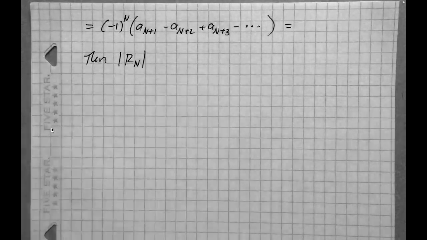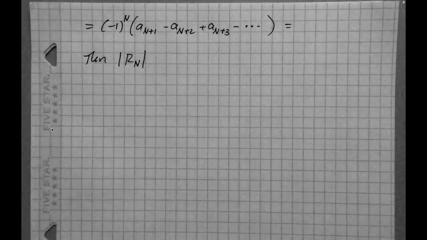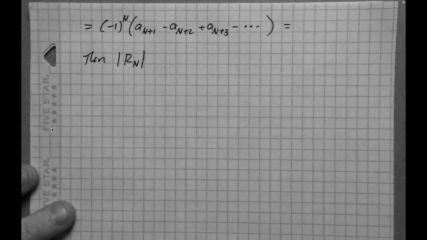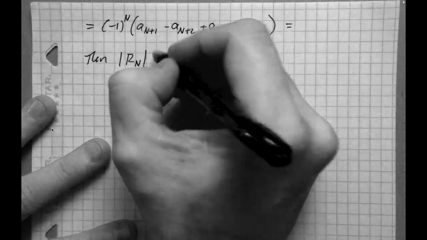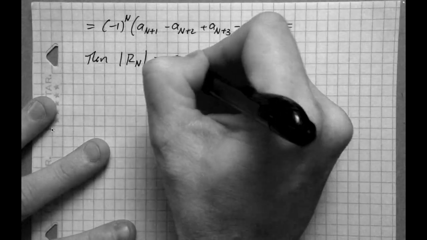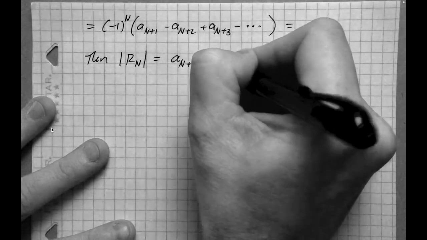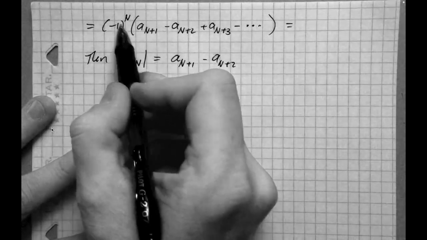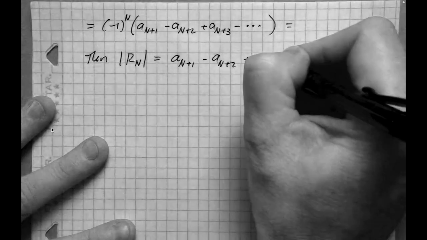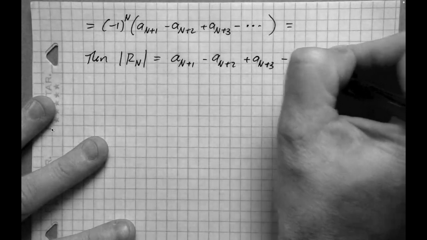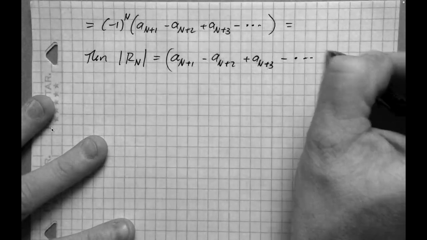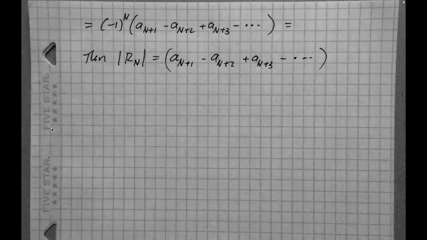So what happens when we take the absolute value of this? Well, basically the negatives all drop out, right? So this becomes a sub n plus 1 minus a sub n plus 2. Basically, this piece up front disappears. Plus a sub n plus 3 minus dot, dot, dot, right? So the whole thing, that's the absolute value.